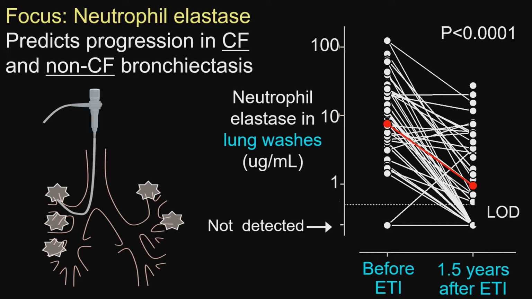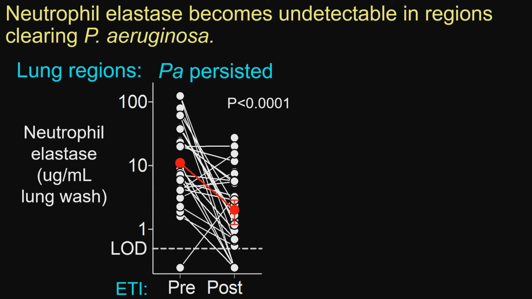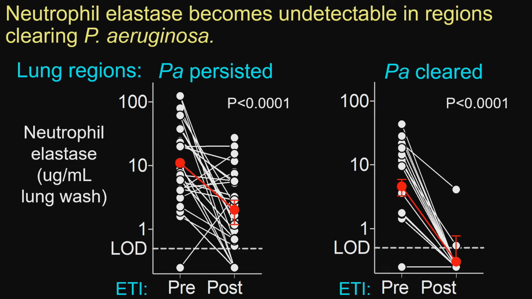Now I'm going to show you this data in 2 more ways because we thought it was really informative to look at it in different ways. First, I'm going to show you this data based on the status of whether the lung region had a persistent PA infection or whether PA cleared. Same data, just displayed differently. So these are the PA persisted, these are the PA cleared. These are the regions, 5 per person. And what you can see is that in the PA cleared regions, neutrophil elastase in all but one case became undetectable 1.5 years after ETI.